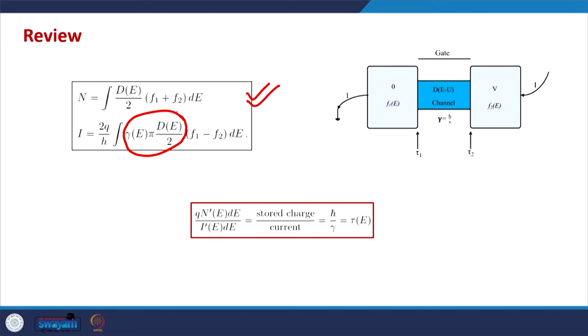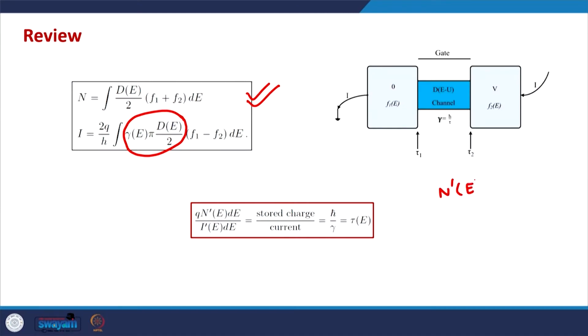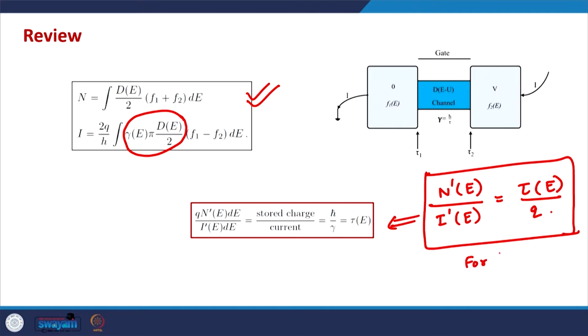And in order to understand this term in better detail, we did a thought experiment, or a virtual experiment, in which we took the ratio of the two quantities, that is the number of electrons at a certain energy E with the current at that energy E. So, that ratio essentially turns out to be tau by q, which is also written here, and this happens for large biases, when the applied voltages are large.